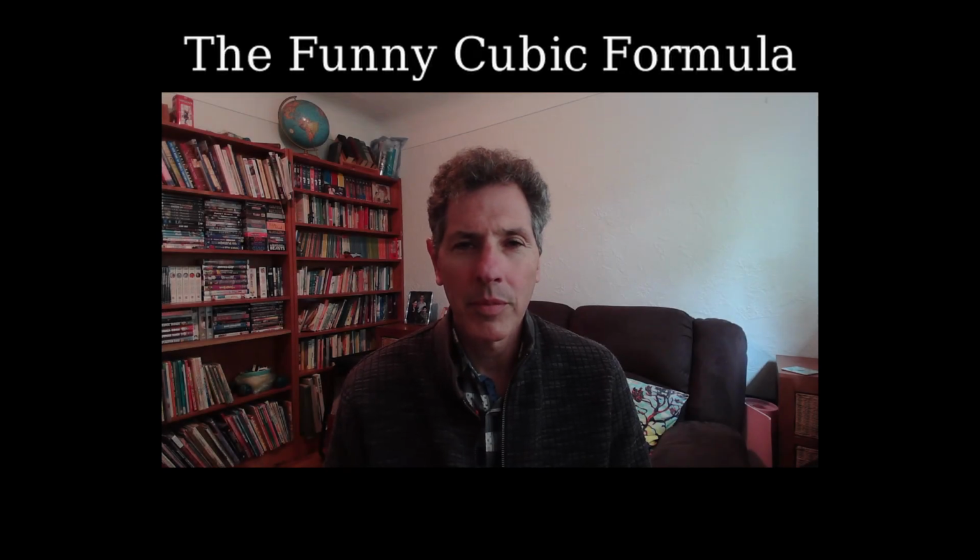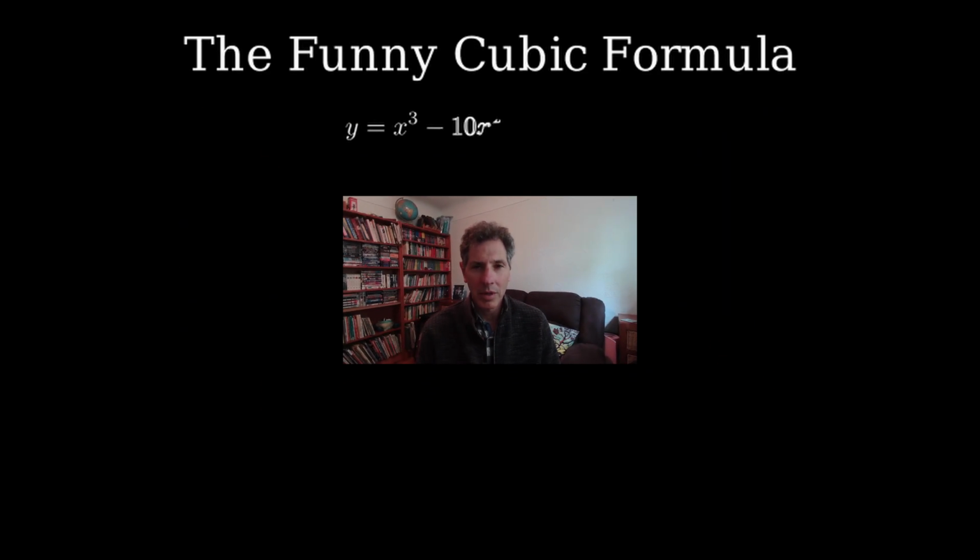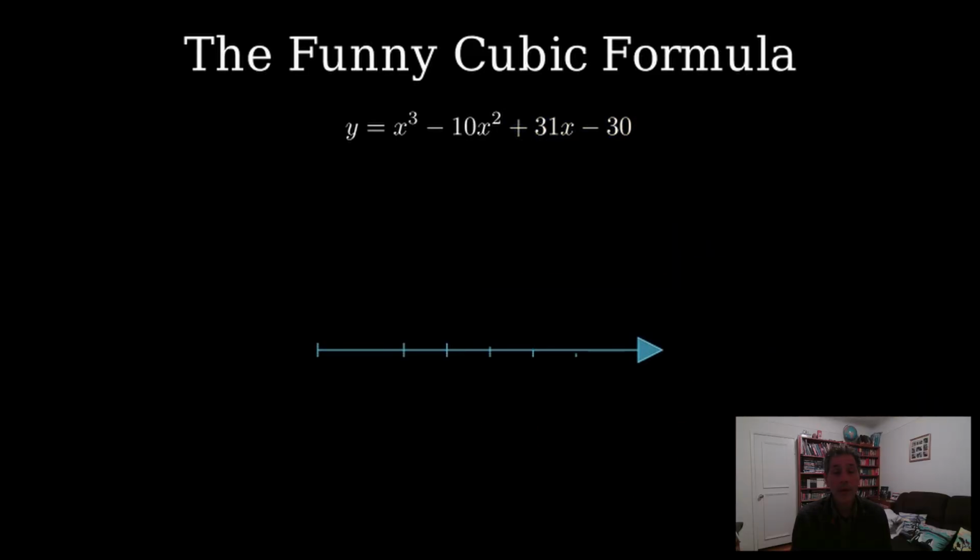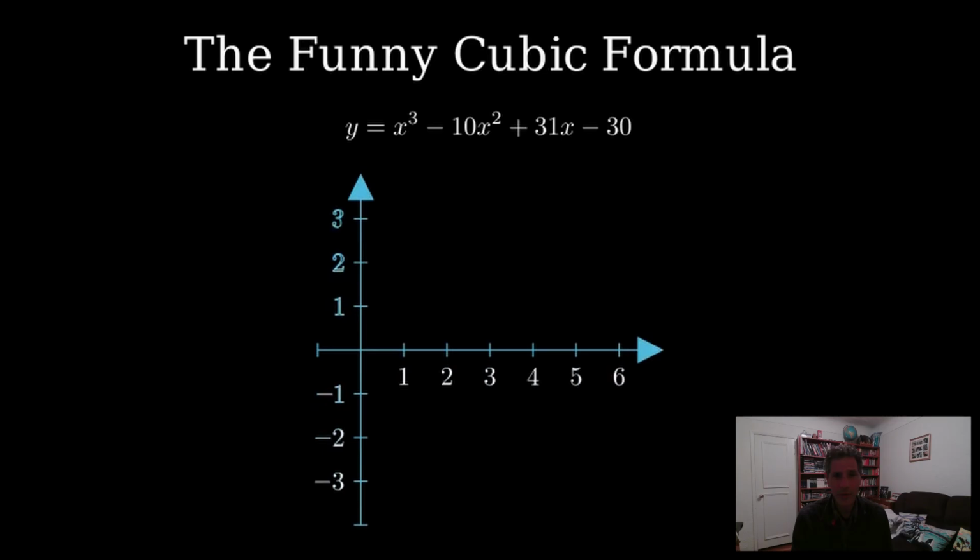This video is called the funny cubic formula because the answers it provides are not straightforward and remind me of a practical joke. Let's remind ourselves what a cubic function is. It has an x cubed term, an optional x squared term, an optional x term, and an optional constant term at the very end. Let's see what it looks like when we graph it.